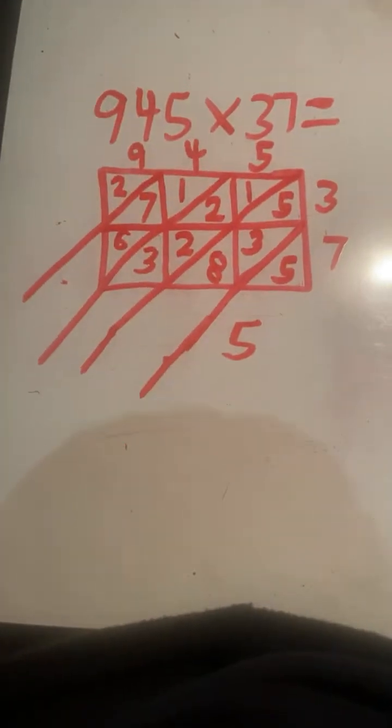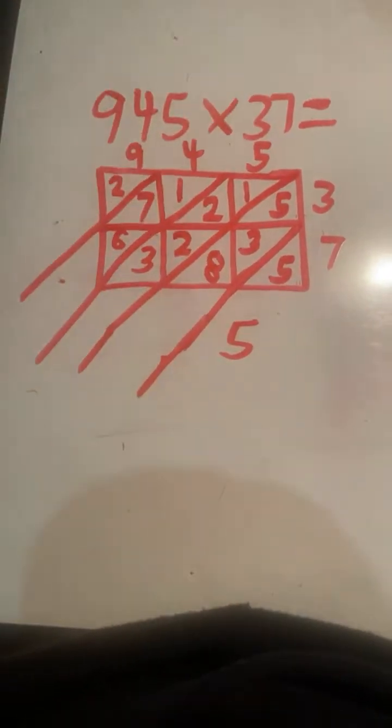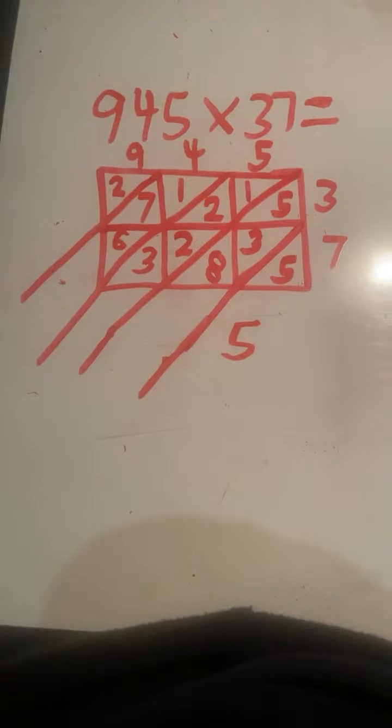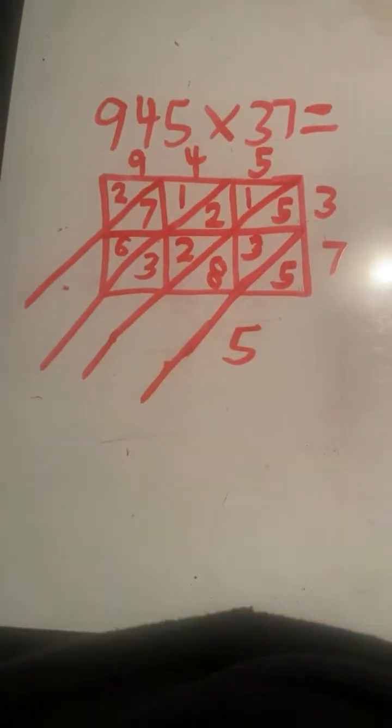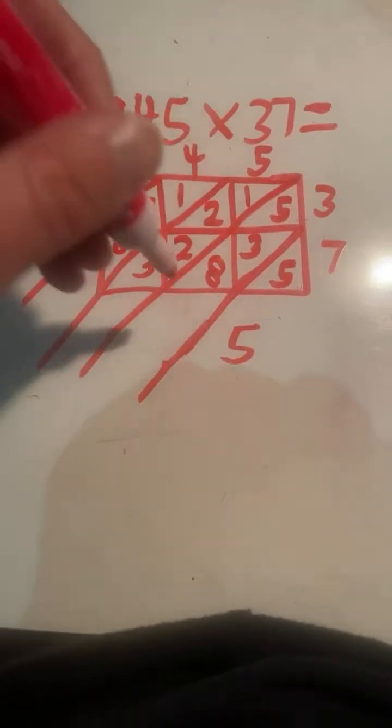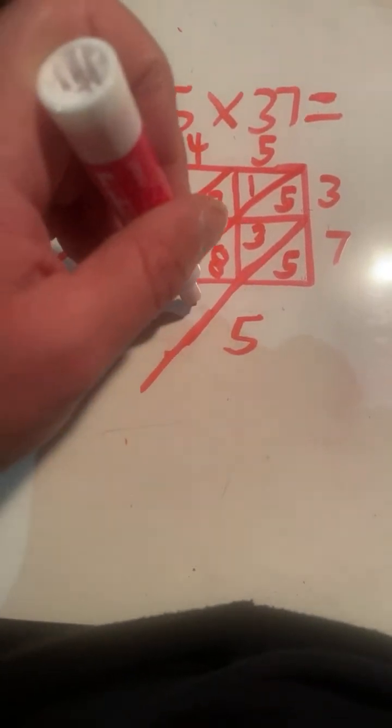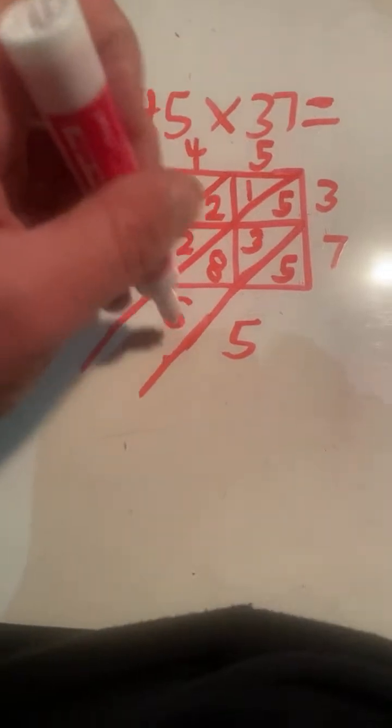So along this diagonal line, we only have the 5, so we're going to put a 5 here. In between these two diagonal lines, we have to add 5 plus 3 plus 8. 5 plus 3 equals 8, plus 8 equals 16. We still regroup whenever our sum is 10 or more. So the 6 in 16 goes in between these diagonal lines. The 1 gets carried over.